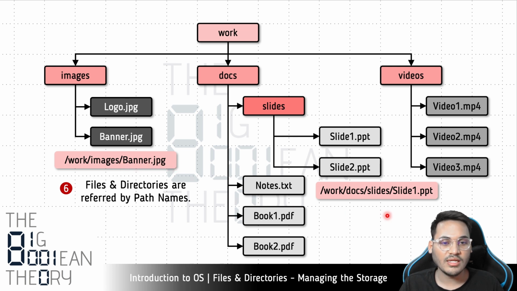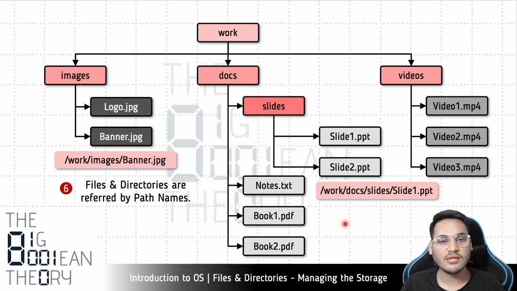And in a similar way, let's take another example. Here you can see the path name for slide1.ppt. If you see, you have to start traversing from the work directory, then you go into the documents folder, then inside the documents you go into the slides folder, and finally you reach slide1.ppt. And that is how, if you combine all of these four entities along with the forward slash, you get the full path name. So this is how the concept of path names works.